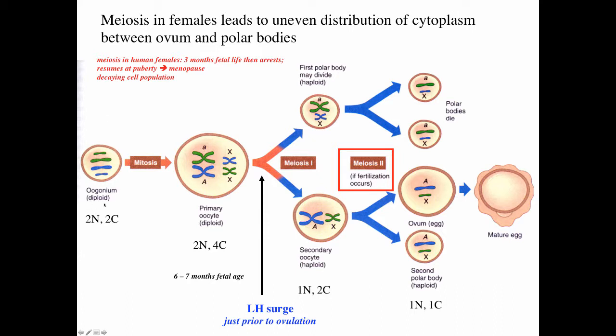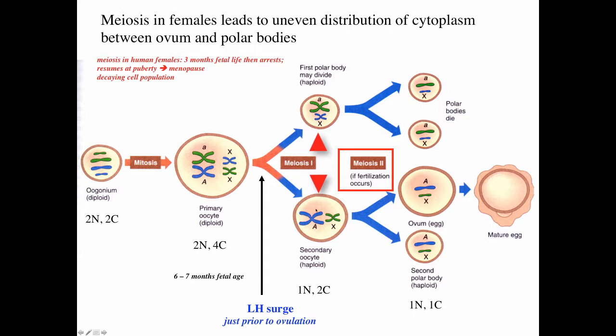But here you've got, for example, oogonia dividing by mitosis. They're 2N2C. Eventually they're going to enter the primary oocyte stage at about 6 to 7 months of fetal life. They'll be 2N4C. The LH surge just prior to ovulation stimulates the first meiotic division, and that will produce a secondary oocyte, which is 1N and 2C, and a polar body.